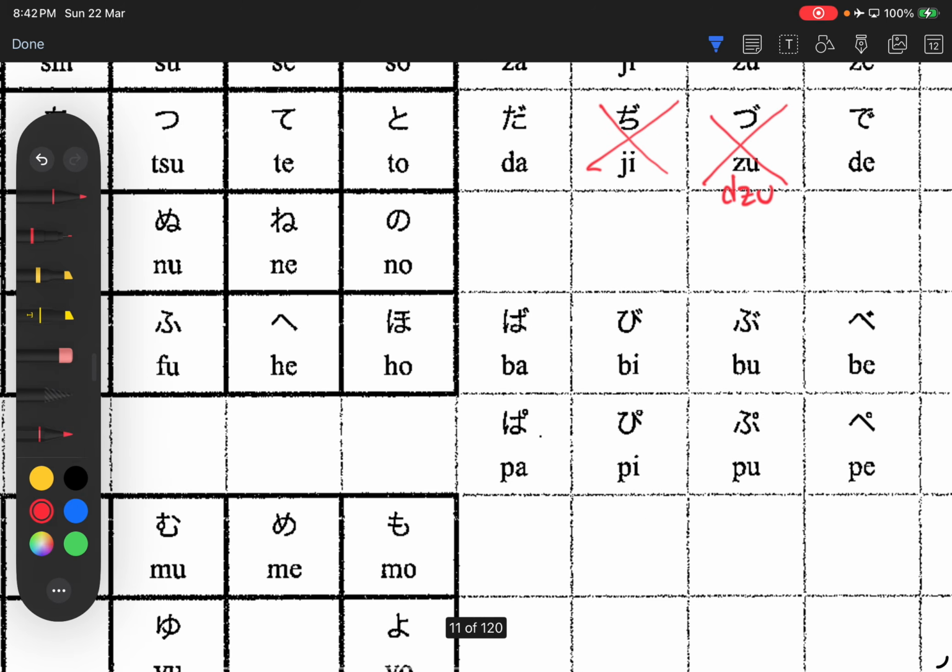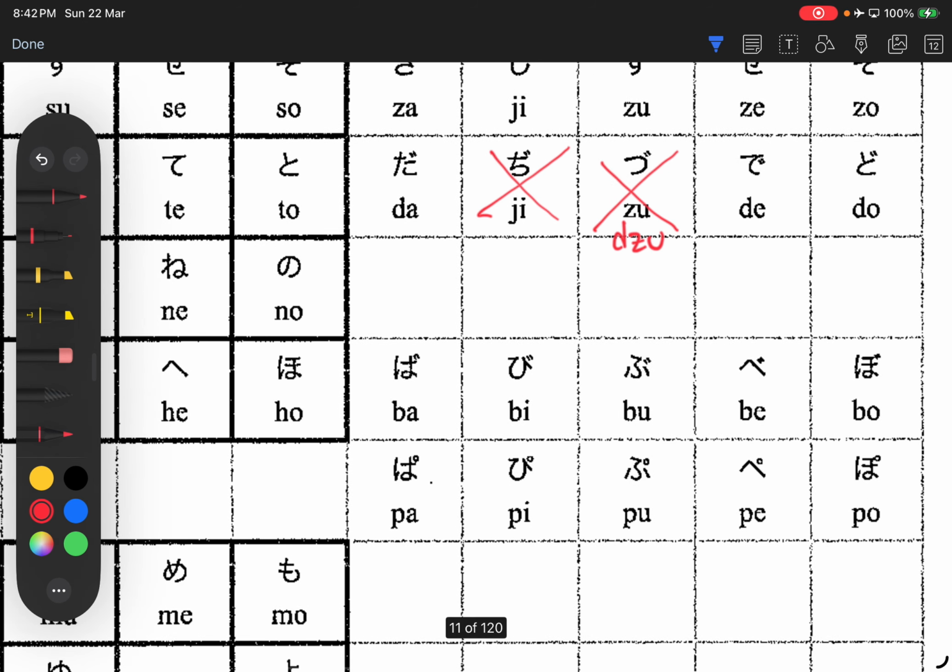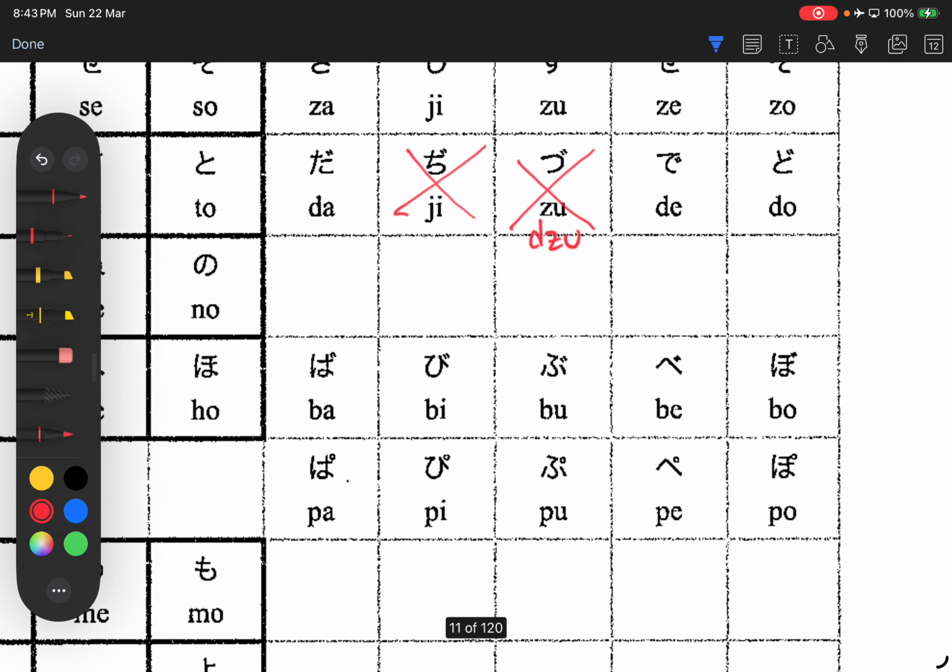Next, we have the H row. H row, when we add 2 dots, it becomes a B sound. So ba, bi, bu, be, bo. Right? So ba, bi, bu, be, bo.